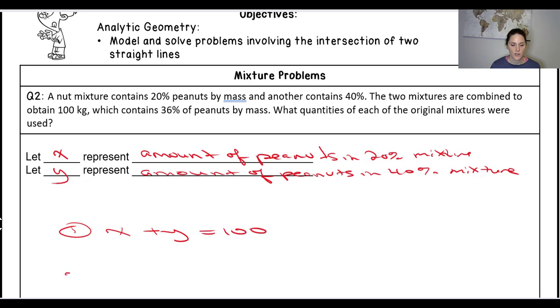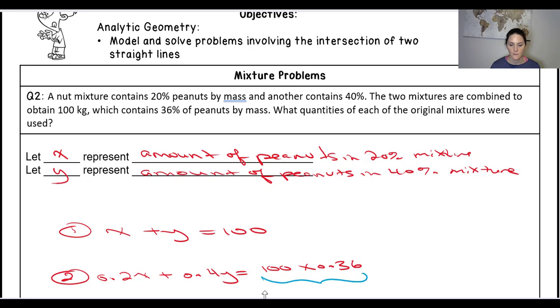The next equation is dealing with the percentages. So 0.2x plus 0.4y is equal to 100 times 0.36. We're going to go ahead and make that calculation. So 100 times 0.36 is 36.